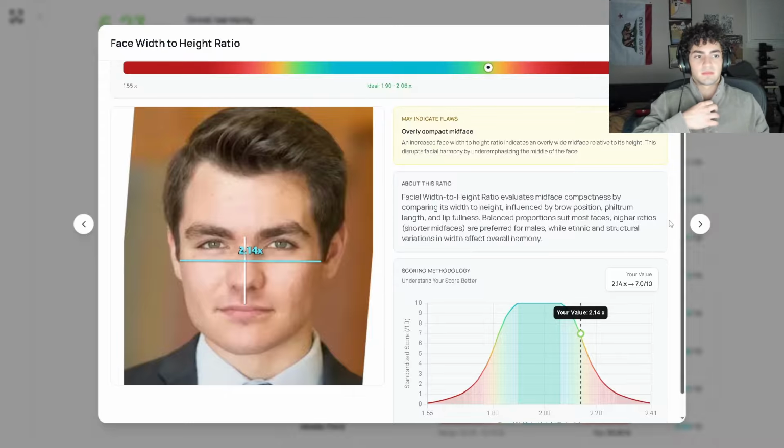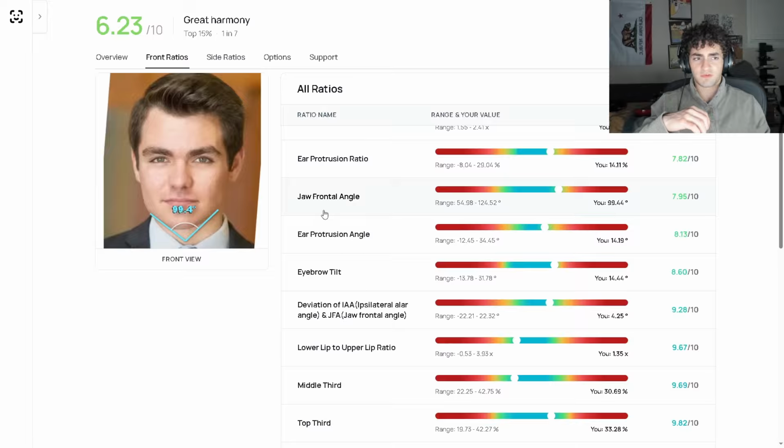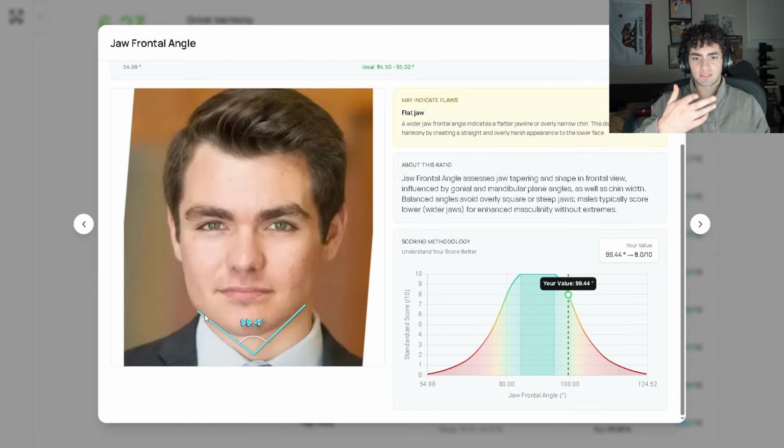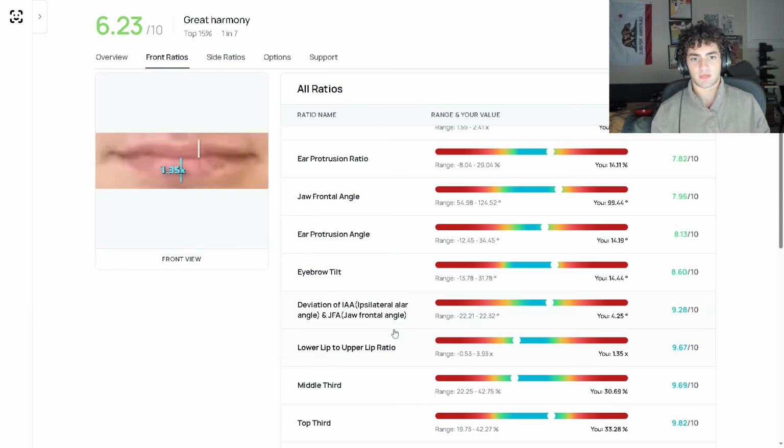But yeah, now for the next ratio. Jaw frontal angle, outside the ideal. His jaw is too flat, as you can see. It looks too flat. The angle is too obtuse. If it was just a bit more like this, it'd be better. Yeah, this also makes his face actually appear shorter and more block-like. So he just has like a whole mix of just features that make his face look shorter, including his large forehead, actually. So yeah, we'll get to that.